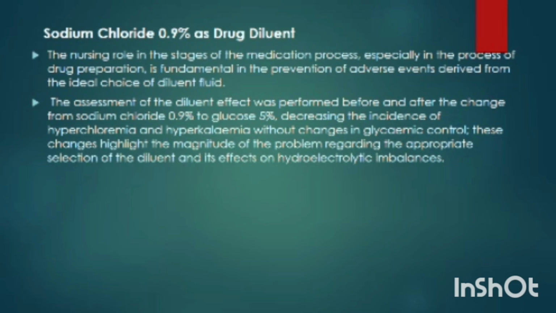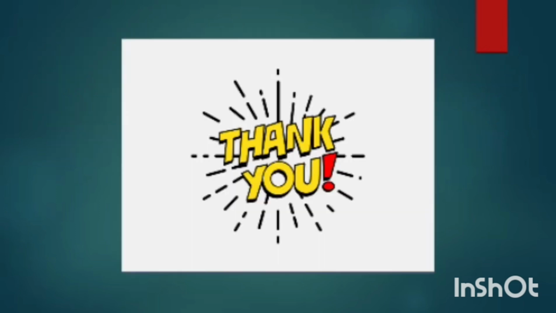The assessment of the diluent effect was performed before and after the change from 0.9% sodium chloride to 5% dextrose in a comparative study, and the incidence of hypernatremia, hyperchloremia and hyperkalemia, as well as glycemic control problems, were less when we use 5% dextrose. So prefer it.